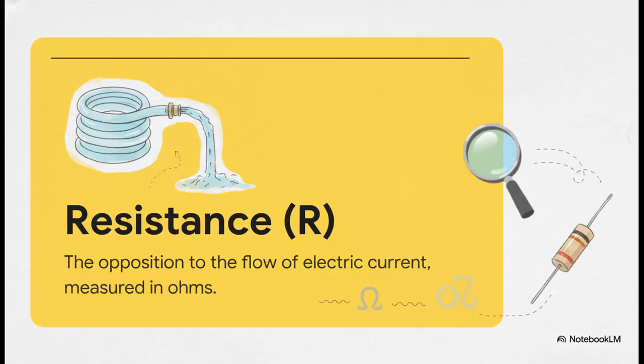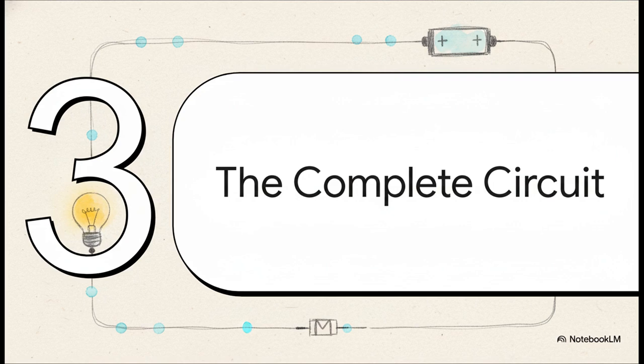Simple as that. And then you've got our third player, resistance, R. This is basically anything that gets in the way and slows that flow down. Going back to our hose, this would be like a nasty kink or a really narrow part that makes it tough for the water to get through. In the world of electricity, we measure this pushback in ohms. So we have our big three: current, voltage, and resistance. But for them to actually do anything useful, like turn on a light, they need a racetrack to run on. And this path that brings them all together is called a circuit.